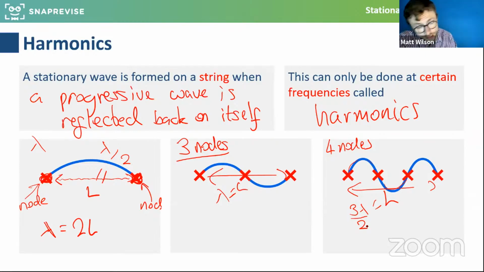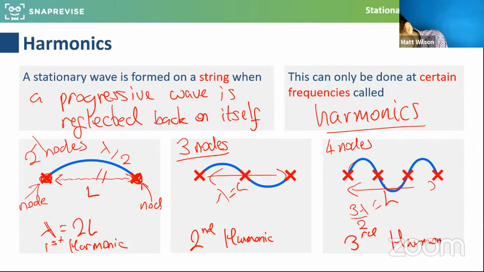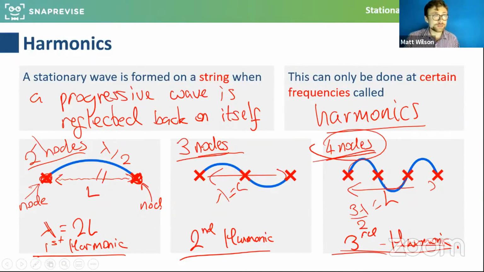Now we have names for these special wavelengths or frequencies you can fit on the string. We said they were harmonics. We call this one with 2 nodes the first harmonic. We call this one the second harmonic, and this one the third harmonic. So note there's always one more node than there is the number in front of the word harmonic here. First harmonic has 2 nodes. Second harmonic has 3 nodes. Third harmonic has 4 nodes.